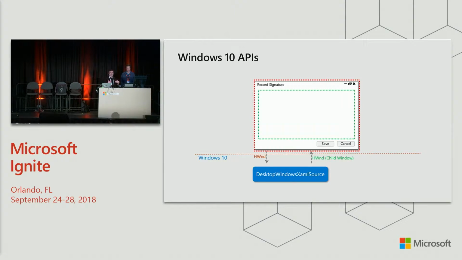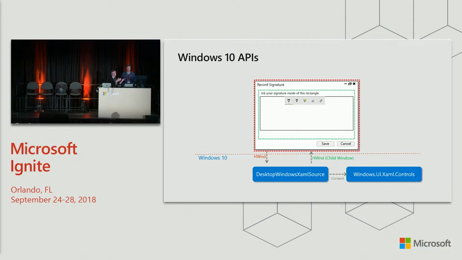When you have this new window inside of your parent window, you can use the XAML controls and put them as the content of the DesktopWindowXamlSource. And then you have your user experience. Looks simple, right? But it's a little more complicated because you have to deal with several things. You have to deal with tab management, with the keyboard focus, with the layout. You have to do several things.